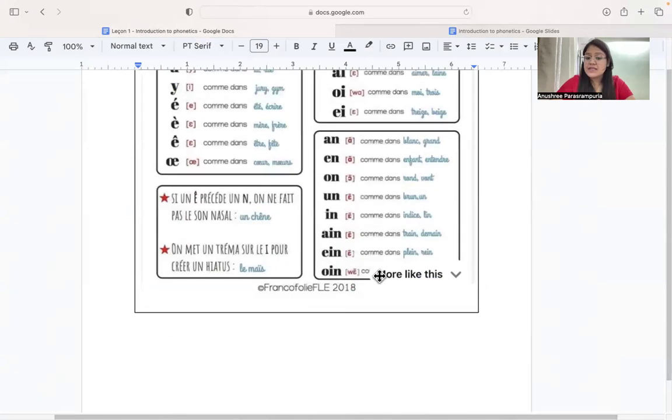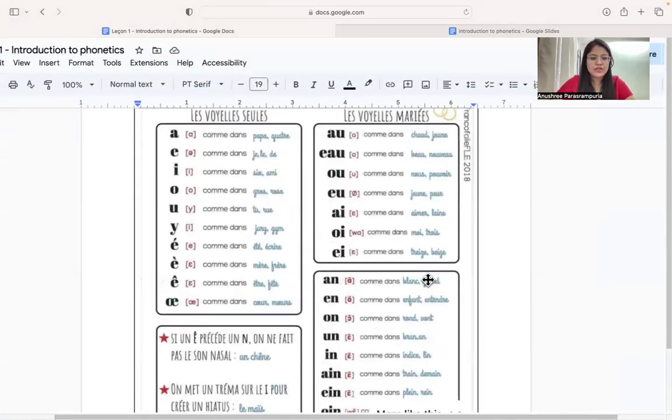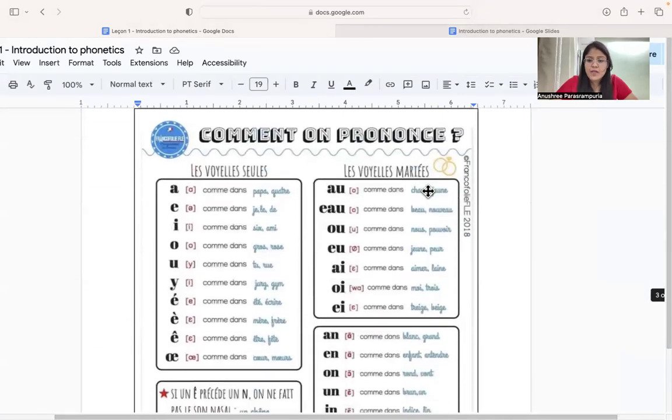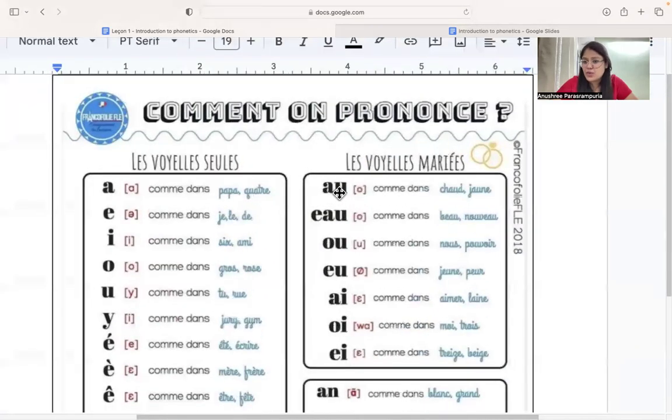OIN, this is hidden, but I will give you a sound here. OIN is ouin. Par exemple, we have coin. Corner is called coin. Nasal sound. So be very careful with our nasal sounds. They are very important in French.